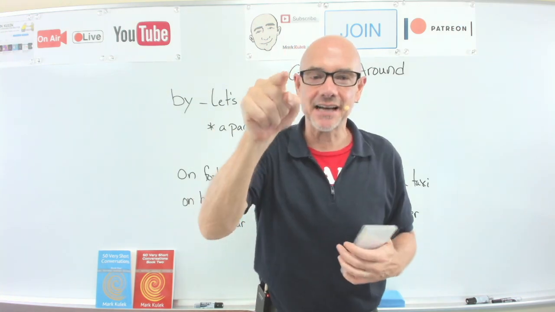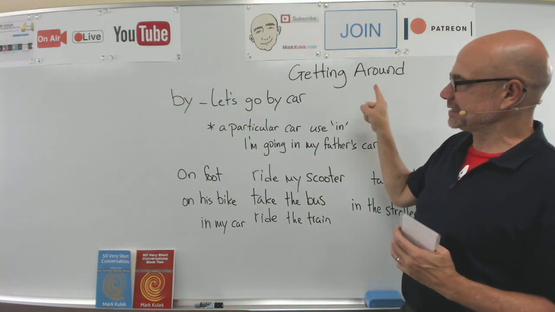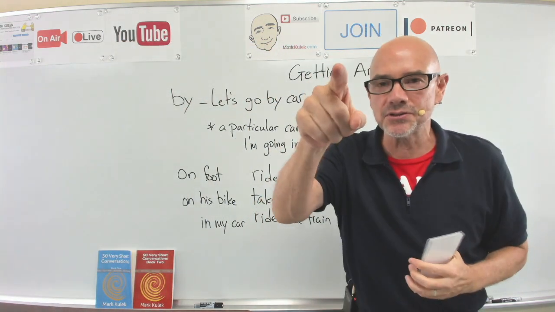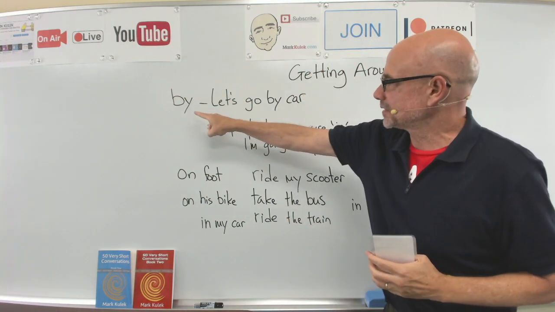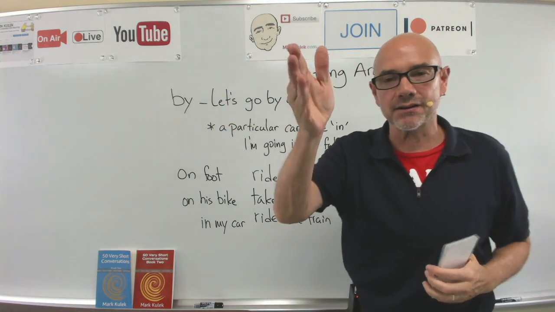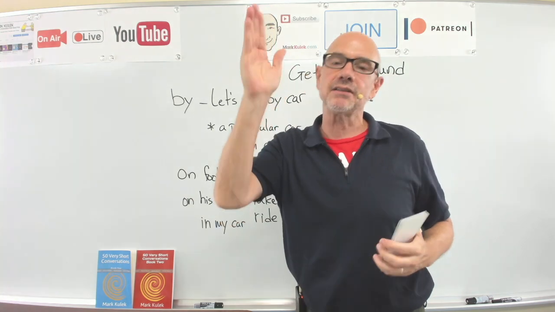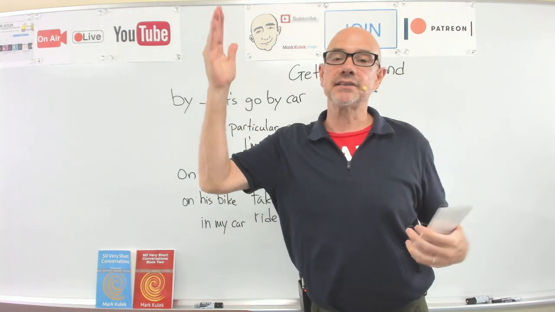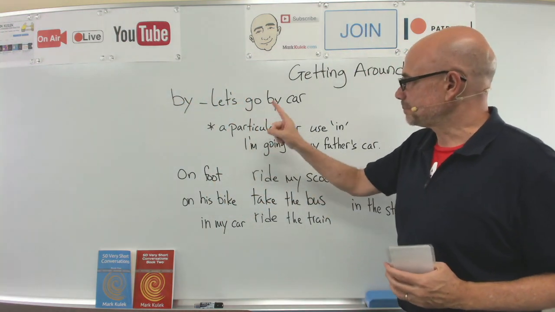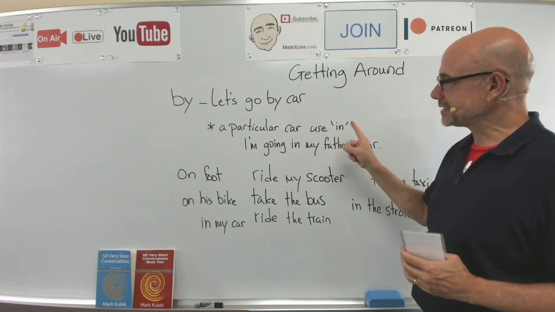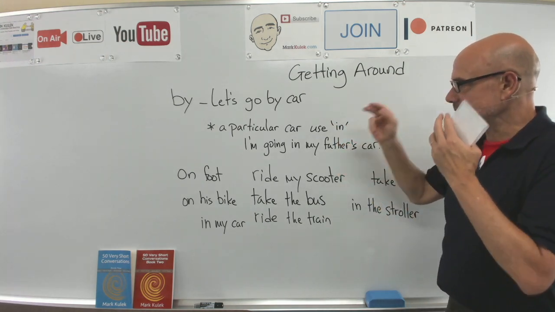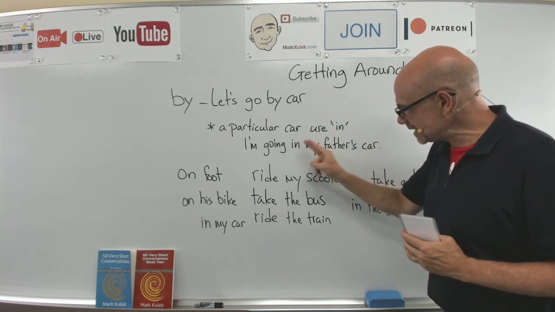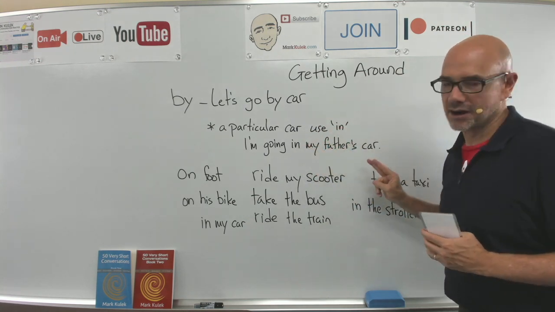And today's topic is getting around, all right? And there's a few points I want to make here. For example, by. Let's go by car, all right? So we are going to take the car. Let's go by car. However, for a particular car, use in, all right? So for example, I'm going in my father's car, okay?